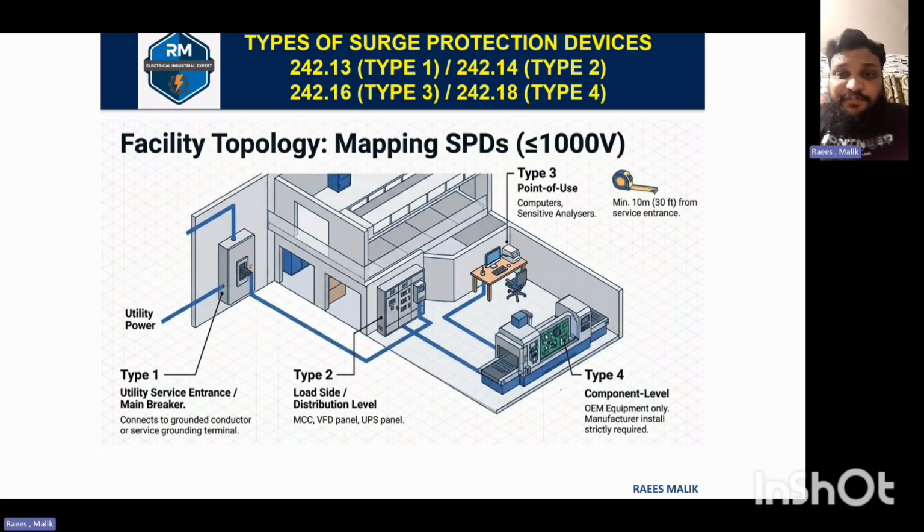For type 4 SPDs, that is 242.18, it can be installed as per OEM instructions and for the particular application as specified and strictly advised by the original equipment manufacturer.